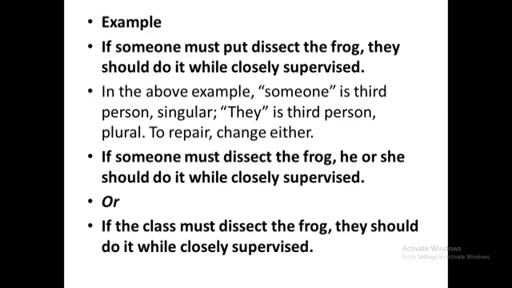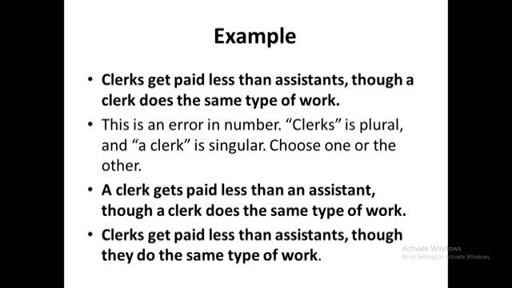So now these are the examples. In the first example, if someone must dissect the frog, they should do it while closely supervised. In the second example, if someone must dissect the frog, he or she, obviously this is what we are going to change. In the first example we are using they, but in the second example we are using he or she. The third is, if the class must dissect the frog, they should do it while closely supervised. In the first and second examples we were using if someone, but in the third sentence we are using if the class. The thing is very clear here.